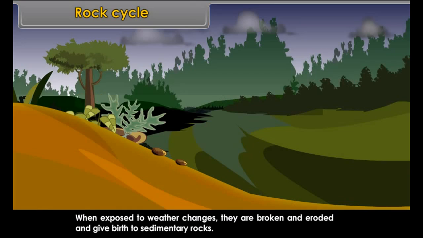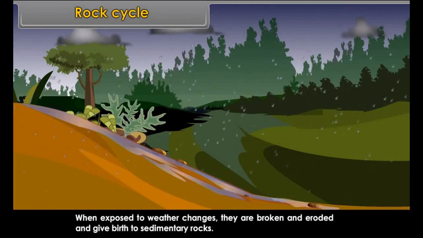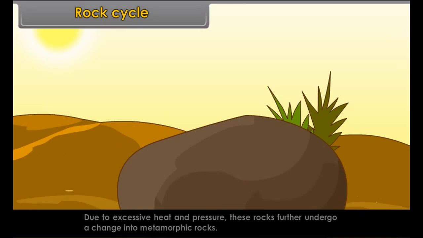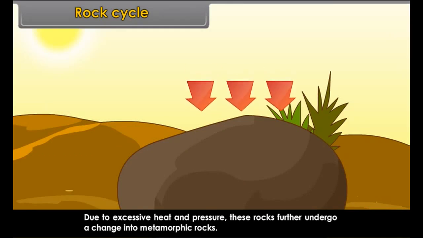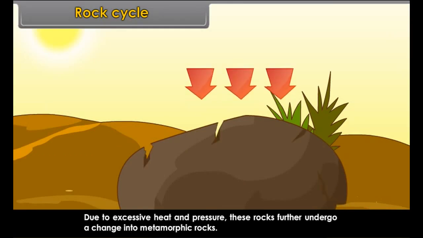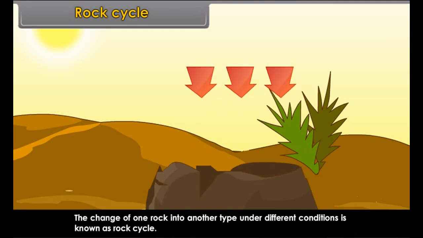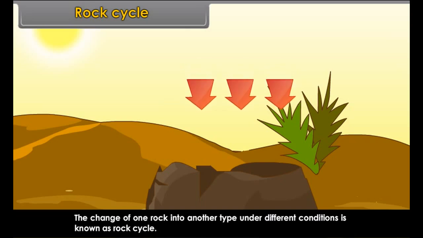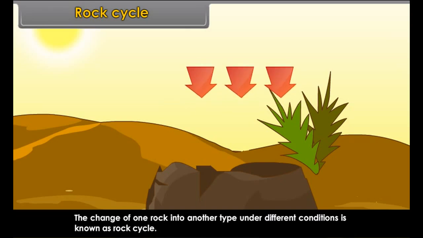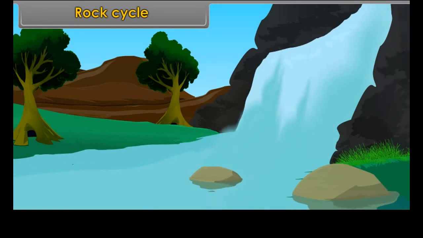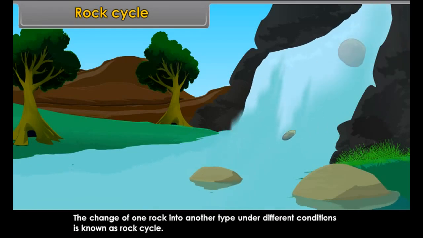Metamorphic rocks. Metamorphic rocks are either igneous or sedimentary rocks but have undergone a change due to excessive heat and pressure. Such changed rocks are called metamorphic rocks. Due to excessive heat, limestone changes into marble, and due to excessive pressure, shale changes into slate, coal changes into graphite, and sandstone changes into quartzite.